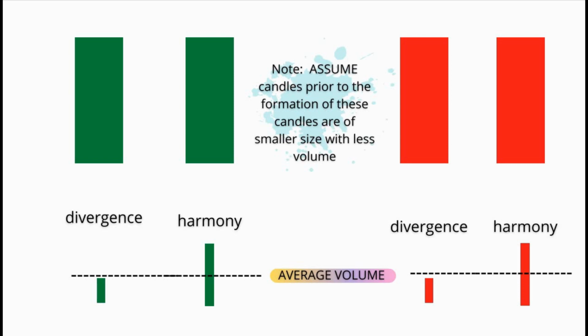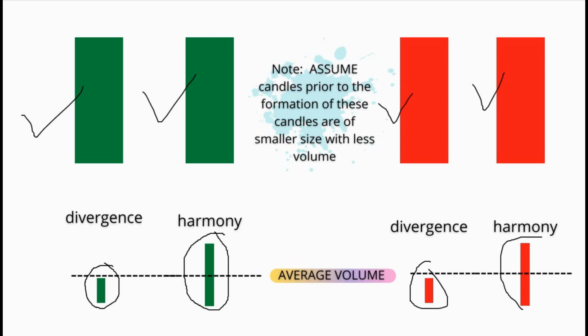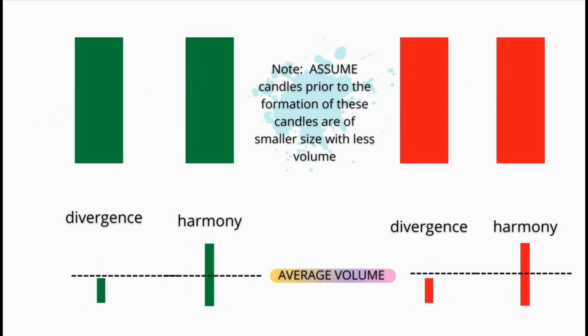Here two bullish candles are formed and two bearish candles are formed. One is formed with a volume less than the average volume, one is formed with a volume higher than the average volume. Similarly here, less and higher. So what is this indicating? Prices have moved from here to here, and from here to here, but the volumes are different.